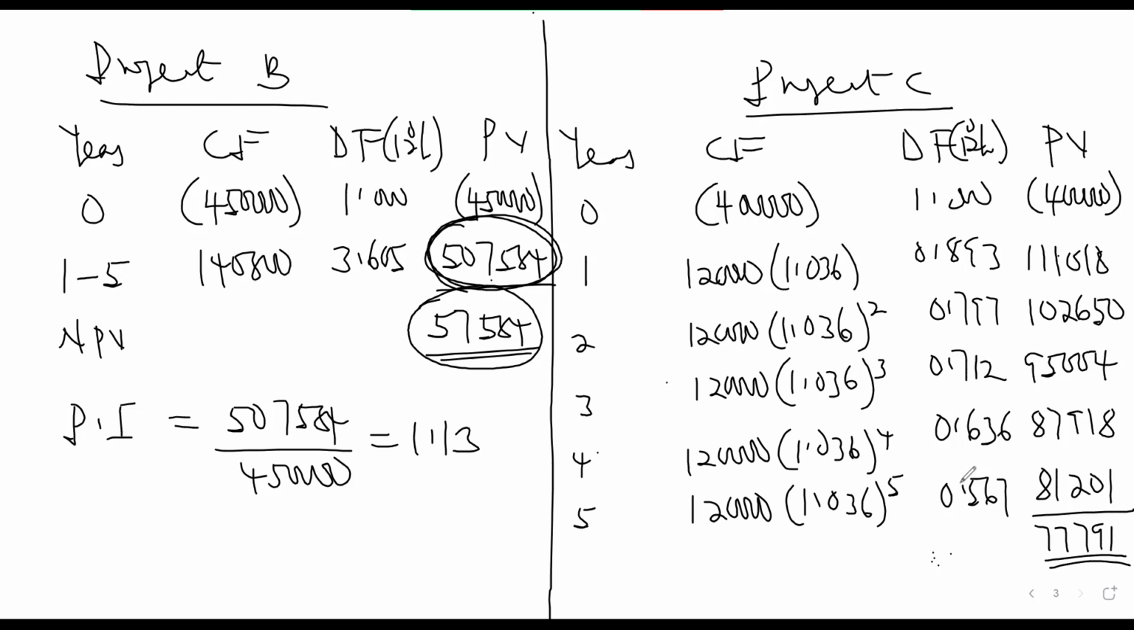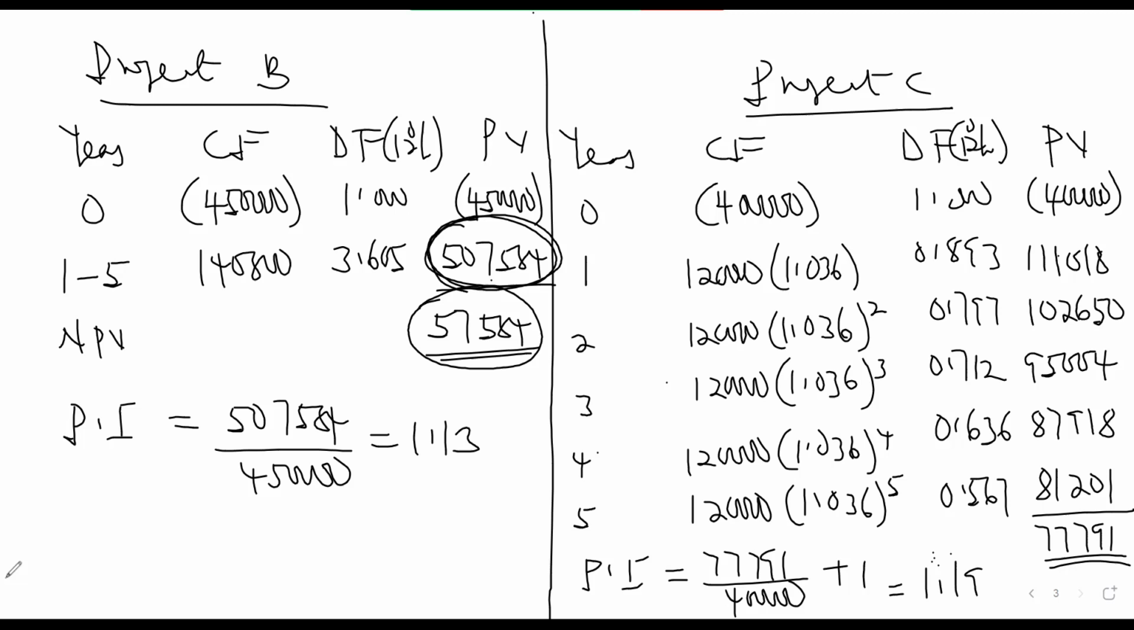Can someone confirm that? Yeah, I do. Okay. So the profitability index will now be 77,791 over the 400,000. Then you add 1 to it. What are we getting? 1.194. Okay, 1.19.